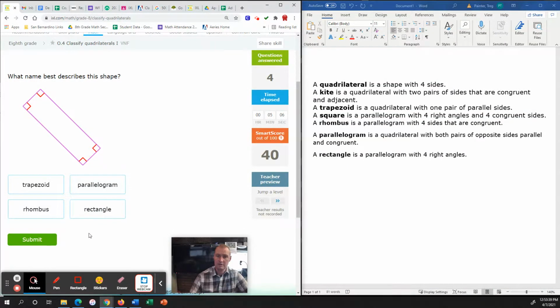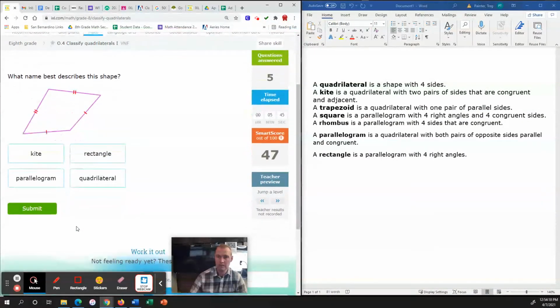All right, what name best describes the shape? Let's take a look. It is not a trapezoid because a trapezoid would require only 1 pair of sides to be parallel, but we've got 2 pairs that are parallel. It is a parallelogram. It is not a rhombus because the 4 sides are not congruent; we've got 2 and 2. And it is a rectangle. So between a parallelogram and a rectangle, we need to pick the better answer. Because they have right angle markings inside, this one would be a rectangle. If the right angle markings were not there, and if it were leaning, then that would be a parallelogram.